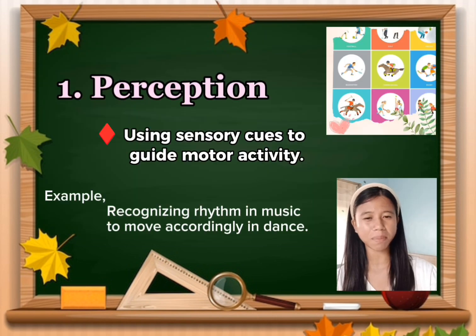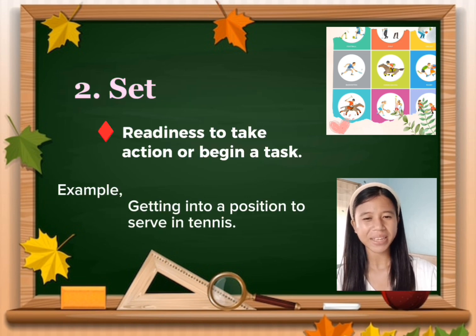First is perception, which means using sensory cues to guide motor activity. For example, recognizing rhythm in music to move accordingly in dance. The second, we have set, which means readiness to take action and begin a task. For example, getting into a position to serve in tennis.